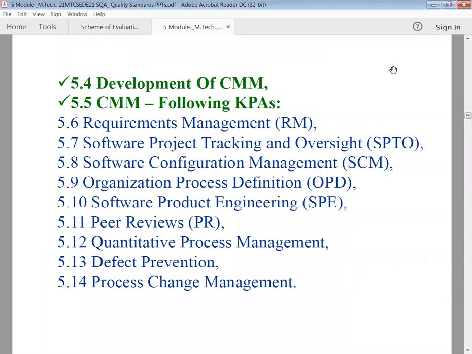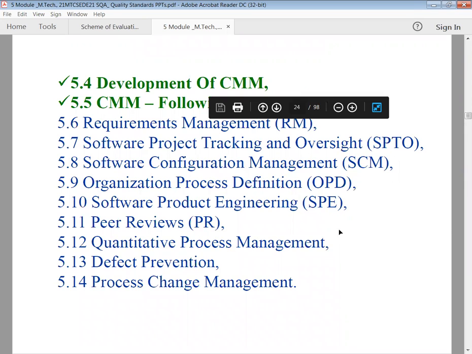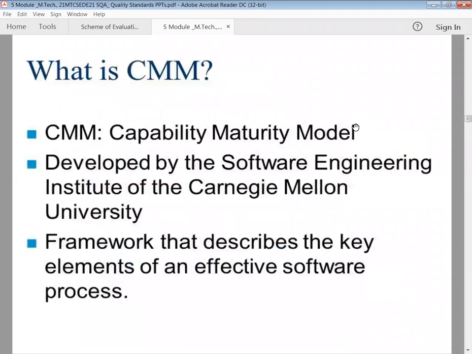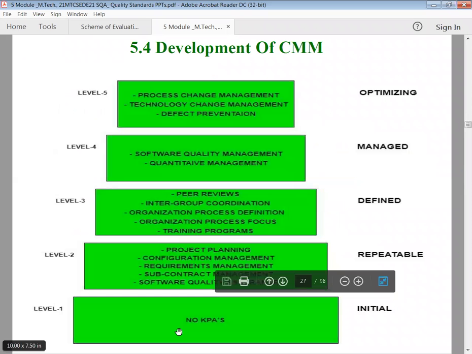So we are talking about the KPAs now. Key performance assessment techniques. The key performance assessment followed in CMMI are, these are the initial stage, no KPAs.